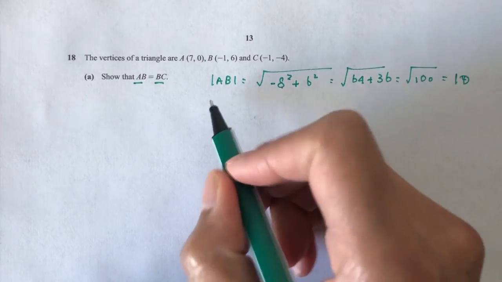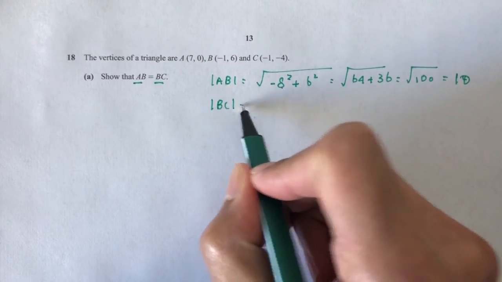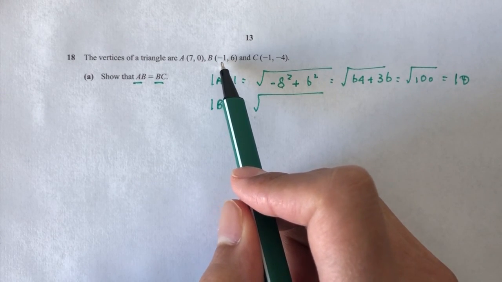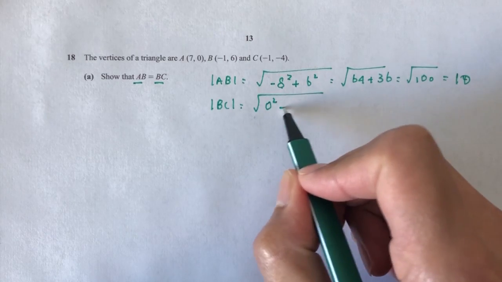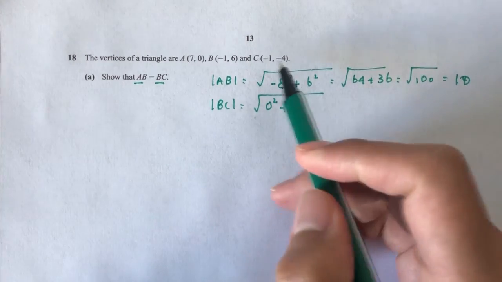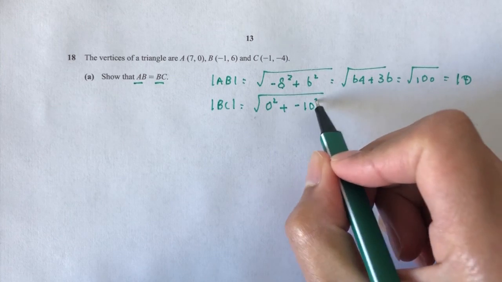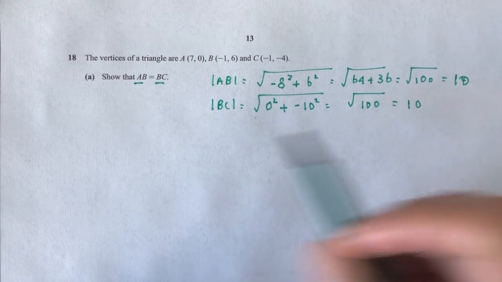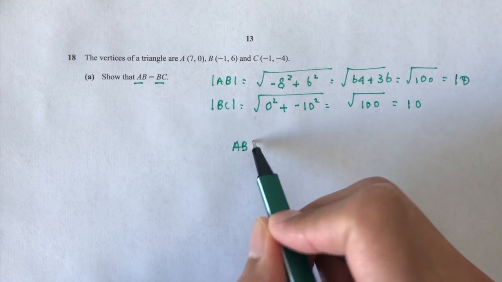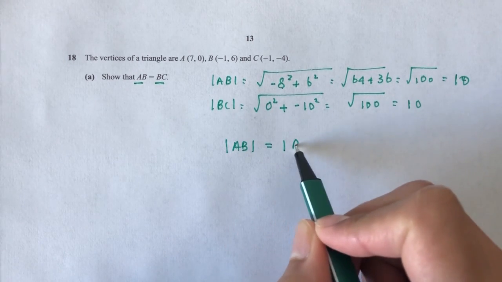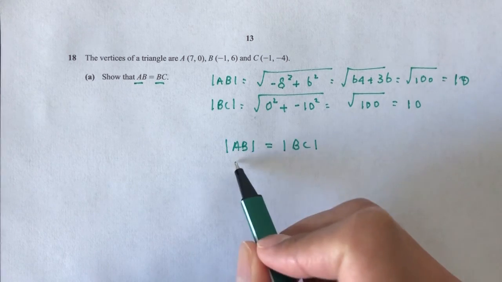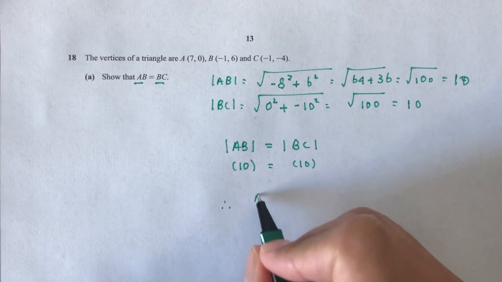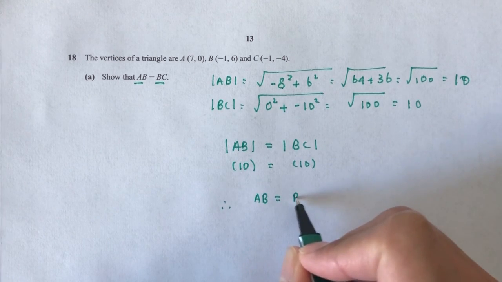So now find the length of BC. So BC will be -1 minus 1 will be 0 squared, plus -4 minus 6 will be -10 squared, which is 100, which is 10. So we have proven that AB is equal to BC, which is 10, 10, right? 10 equal to 10. Thus, we have shown that AB is the same as BC.